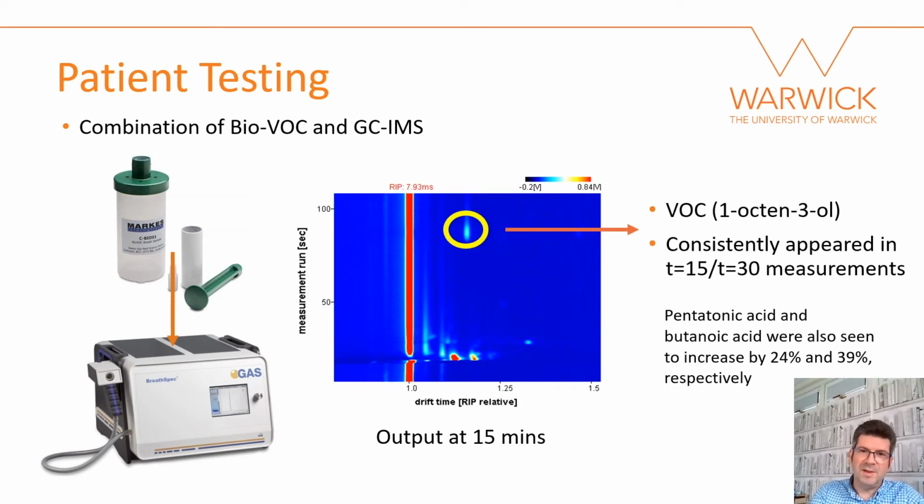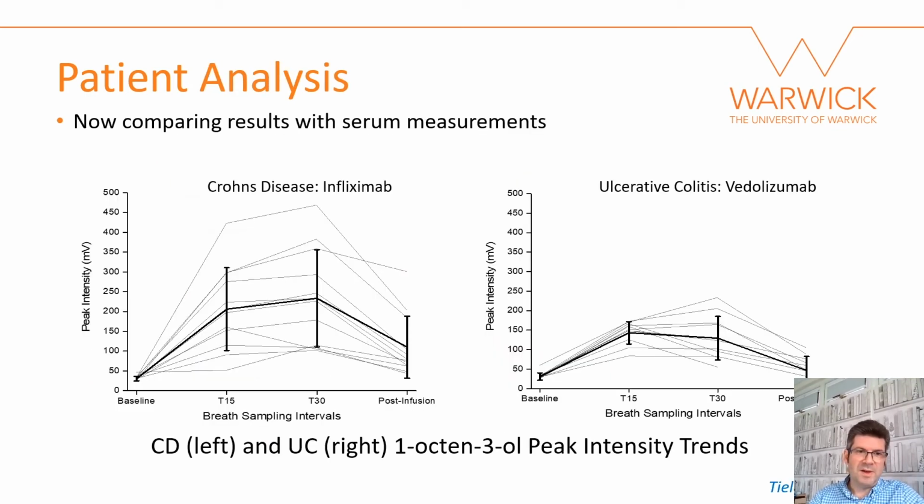And we found a number of molecules that got modified. This molecule here, 1-octen-3-ol, consistently appeared in all the measurements, but we also saw pentanoic and butanoic acid, which are part of burning carbohydrates, etc. These also were changed or modified through the course of treatment. So these are our results from it.